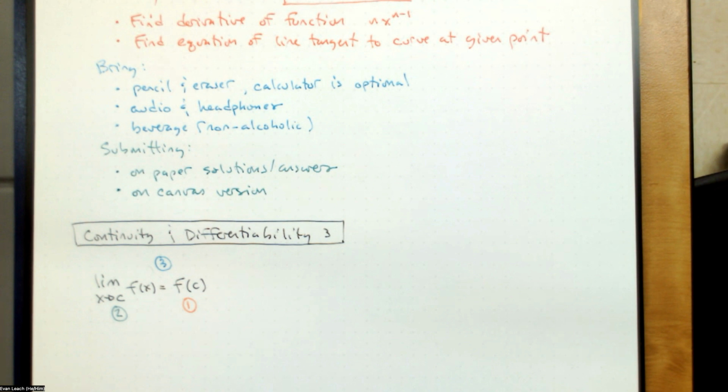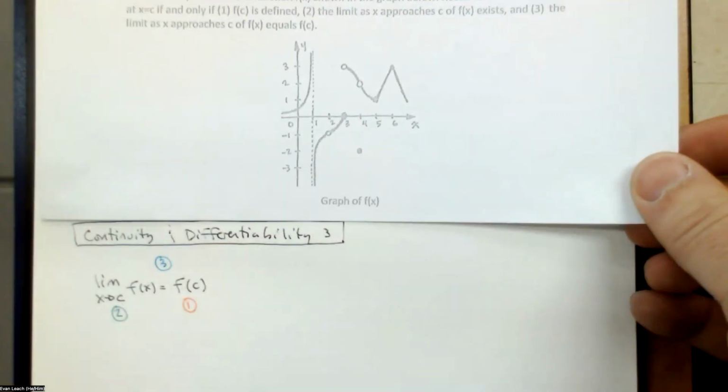The exercise yesterday was to identify where a function was not differentiable and then explain why. First, by just identifying 1, 2, or 3. What was the problem? 1, 2, or 3? And then explaining why 1, 2, or 3 did not hold at those particular points. So if you would recall, this was our graph.